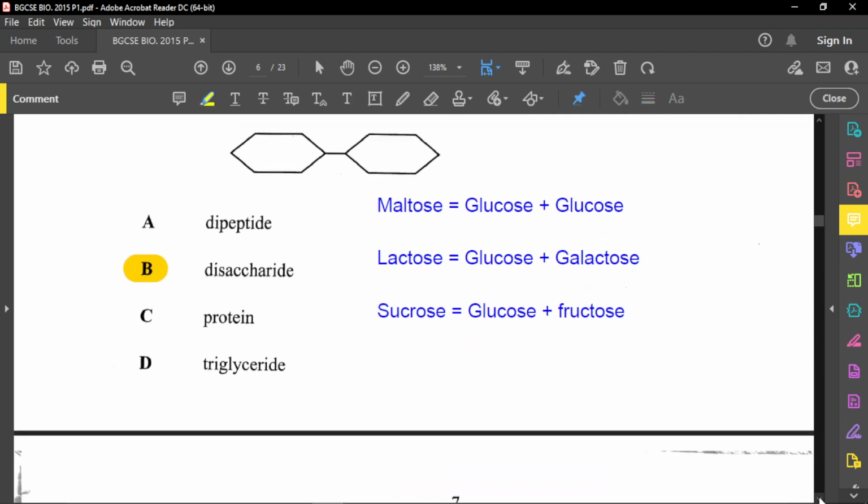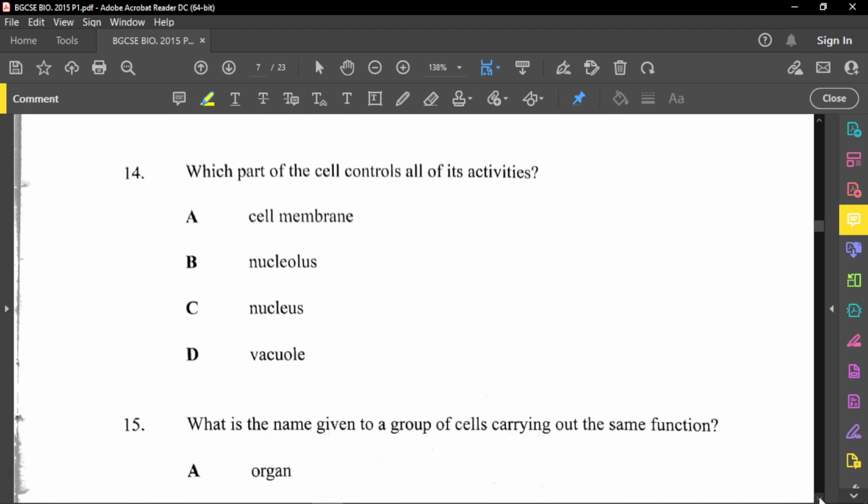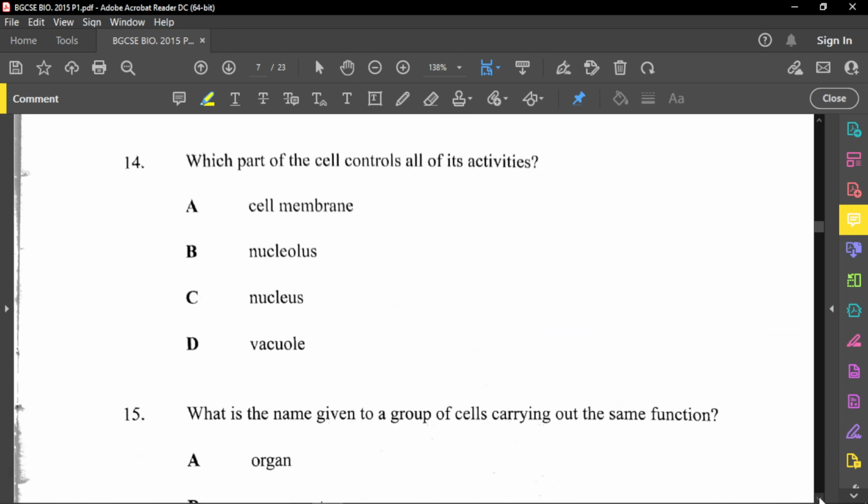And our next question here is question number 14. It says, which part of the cell controls all the activities? And by now we need not discuss this one, because we know right off the bat, this is our nucleus. Cell membrane controls what goes in and out of the cell. The nucleolus is in the nucleus, and that's where you'll find our ribosomes making and so on. All right, vacuole is a storage compartment of the cell. It stores water, waste, and also nutrients.